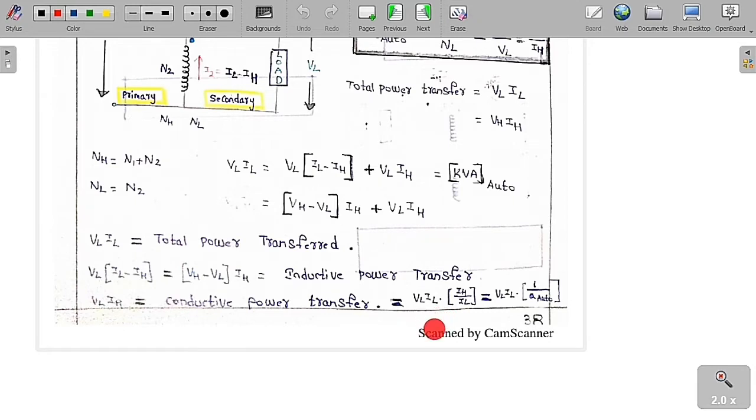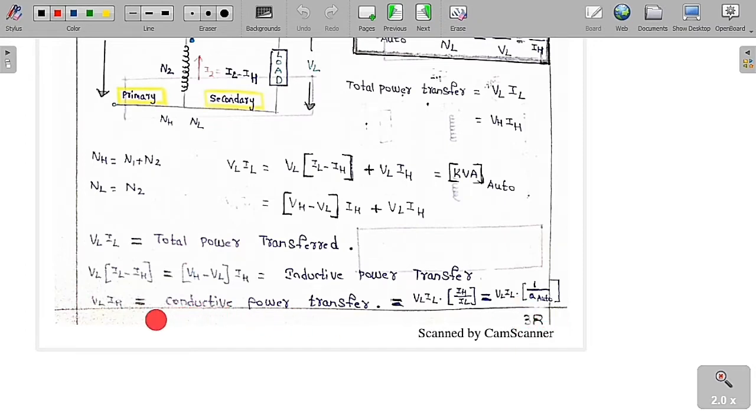We can write it in another format: VL into IH can be written as VL into IL into IH by IL. IL cancels, so you get the same thing. IH by IL is nothing but 1 by A, where A is the turns ratio of the auto transformer. So VL IL, the total power transfer, divided by the turns ratio of the auto transformer gives us the conductive power transfer. So conductive power transfer is the ratio of the total power transfer to the turns ratio of the auto transformer.